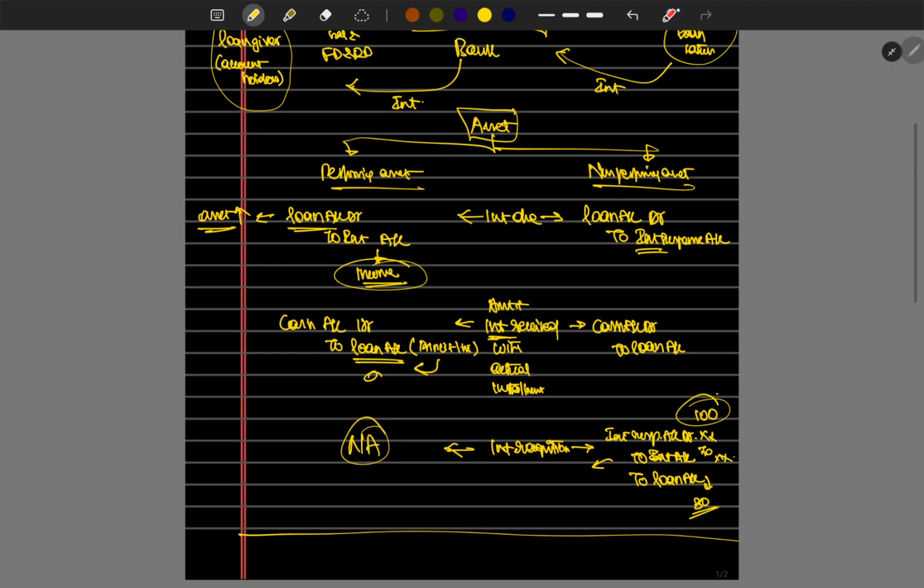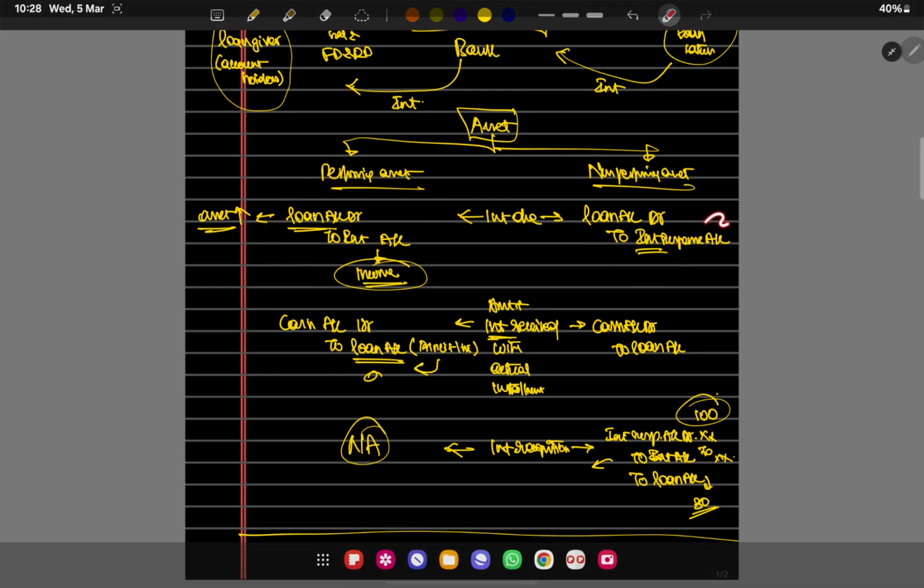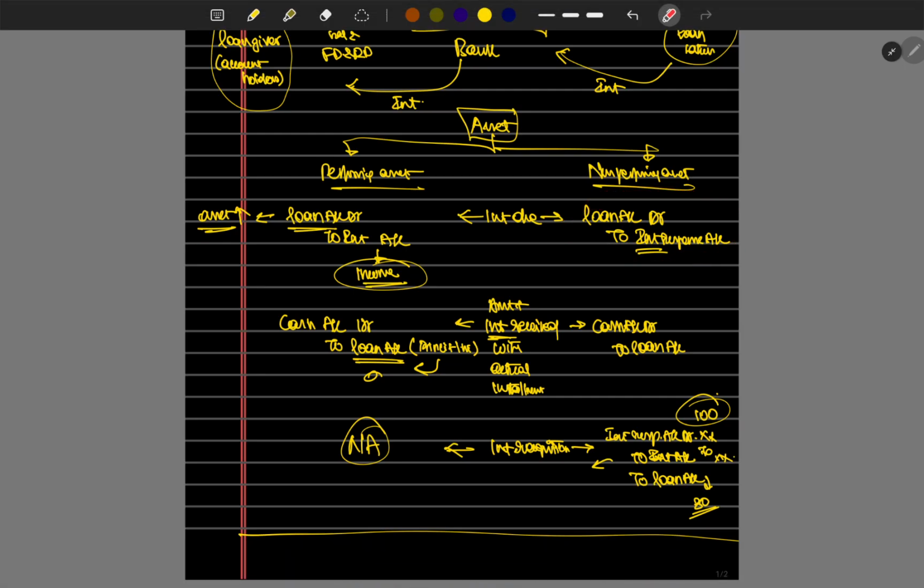I understood the purpose of these entries. First, we are showing the due entry, but in the interest suspense account, because these are doubtful interest.